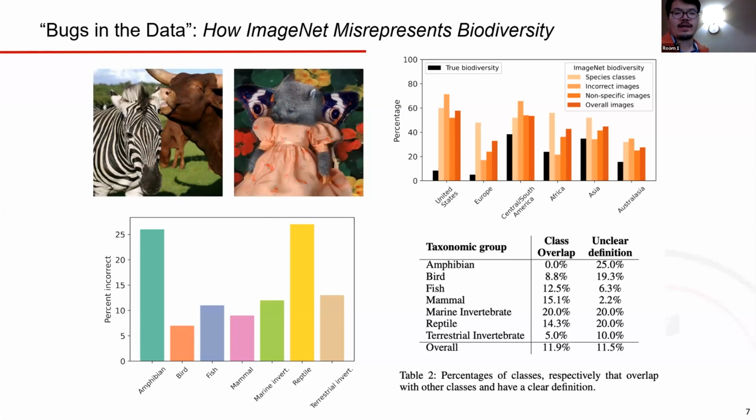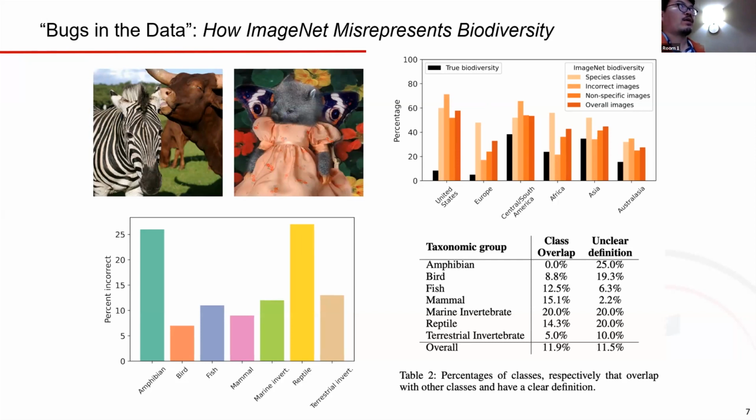What they're looking at here on the right is the geographical representation of the images available in ImageNet. The black bar is the true biodiversity across different parts of the world, whereas the colored bars represent the biodiversity, or the animal pictures, in the dataset collection.